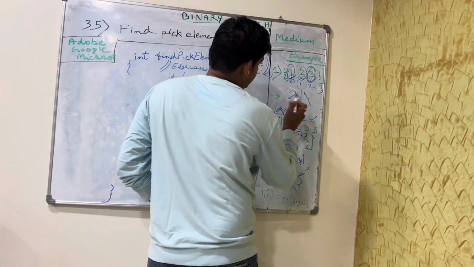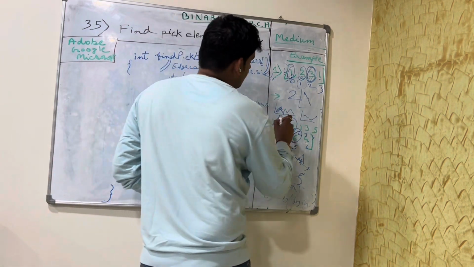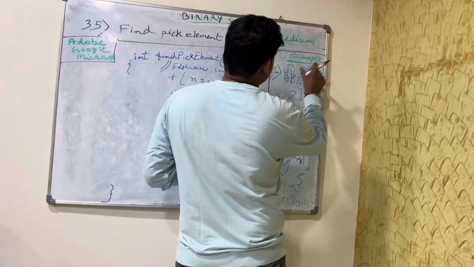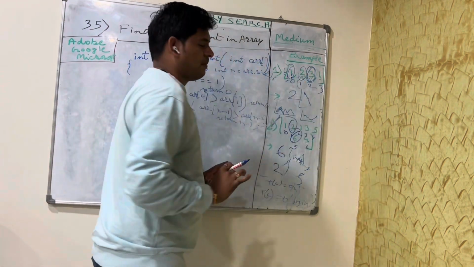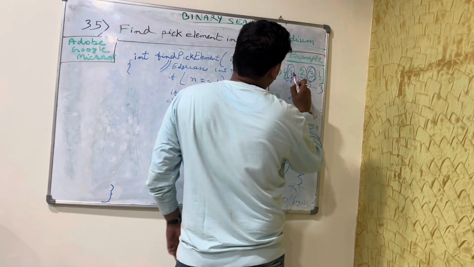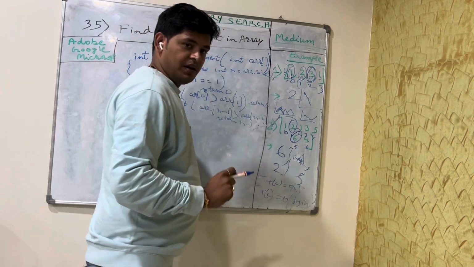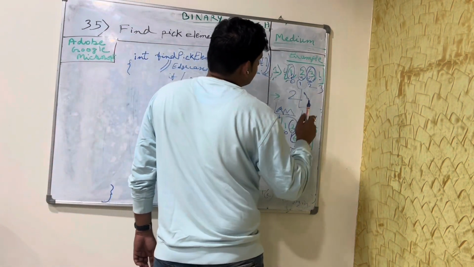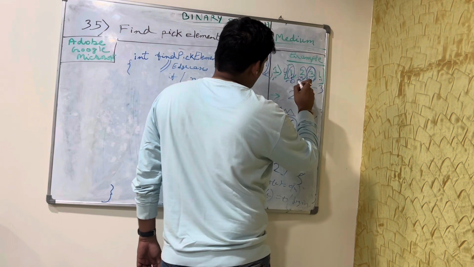Here we won't have our answer, right? Because this is increasing, I believe. So in this place we could have our answer. So we'll eliminate this part and we'll search over here because this is the sorted part. Okay. So what we will do now, we'll make our low as mid plus 1, right? And high as, so low will become mid plus 1.